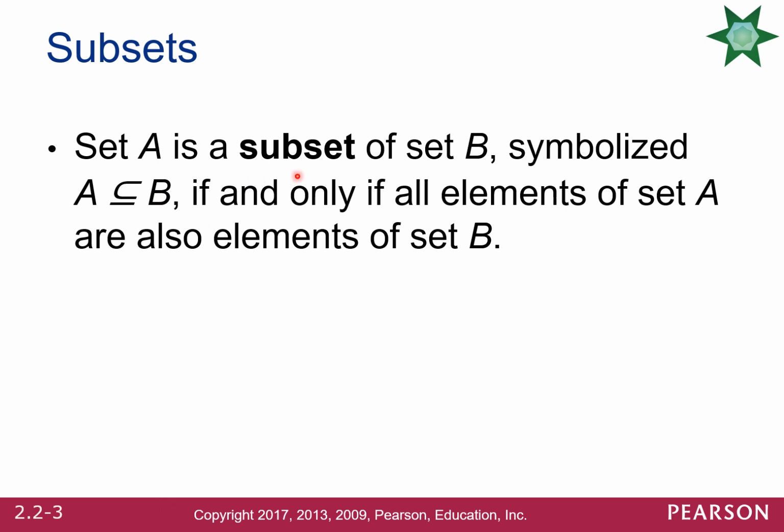Let's first try to define what subsets mean. It says here set A is a subset of set B, symbolized as A, and this particular symbol here, which is like a horizontal U with a dash under it. So A would be a subset of B if and only if all elements of set A are also elements of set B. So that means that the elements in A will be the elements of B as well.